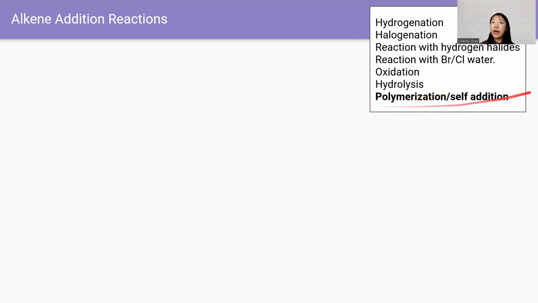Now we're moving on to the final step. So this is a polymerization self-addition reaction. Polymerization is actually really, really important because this is a lot of how materials you guys use in daily life is actually made. And this is why chemistry is important, because if we understand alkanes, alkenes, and alkynes, then we can make cooler molecules, bigger molecules that humans can use. So we're going to go through alkene polymerization.